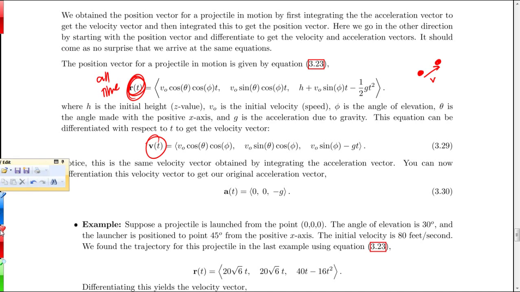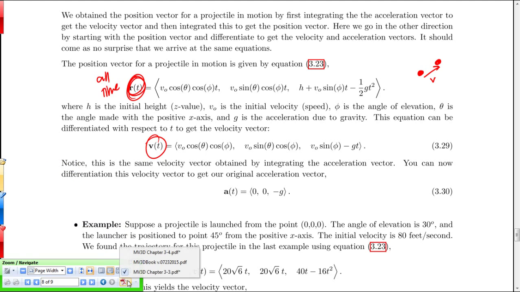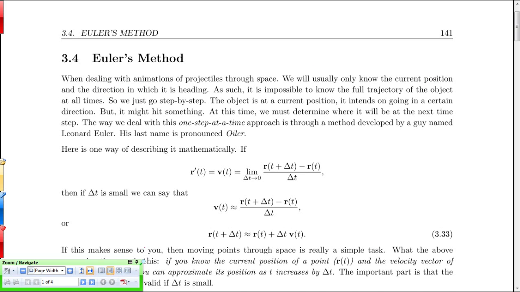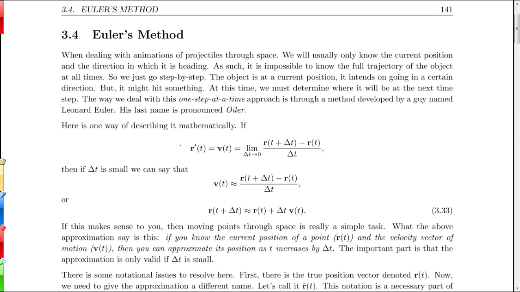So that's the game of Euler's method, and of course there's a little bit of math involved because we want to do it efficiently. It's this one step at a time approach to moving through 2D and 3D.